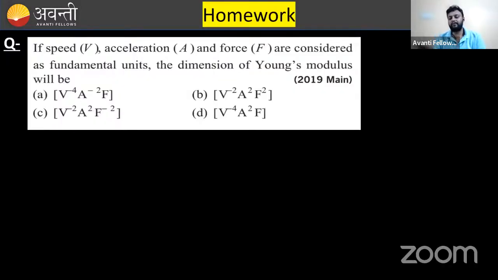This is the previous year question of the 2019 mains exam. Tell me the answer. Now you have 1 minute of time. Try to solve it out. I think this is a similar question.